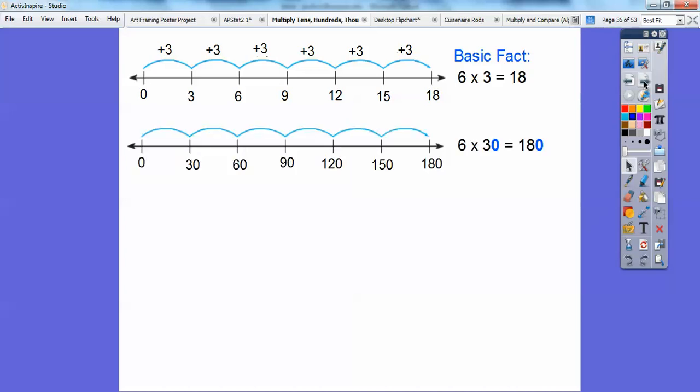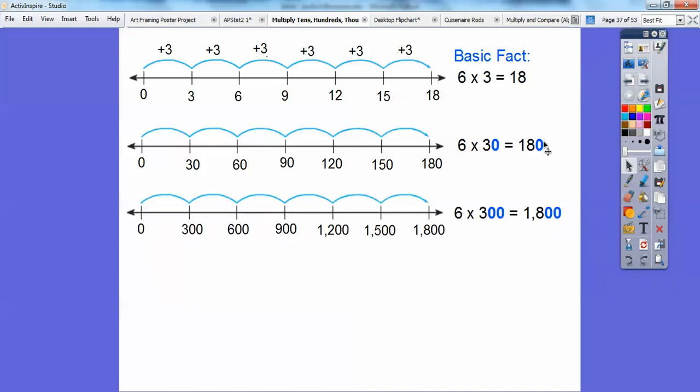All right, well, let's do 6 times 30, okay? We're just going to add 30 every time. So 6 times 30 is the same as 6 times 3, which is 18, but 30 has a 0 in it, so I just tagged a 0 onto the 18, okay? 6 times 300 is the same as 6 times 3, which is 18, but since 300 has two zeros, I just add two zeros on it, okay?